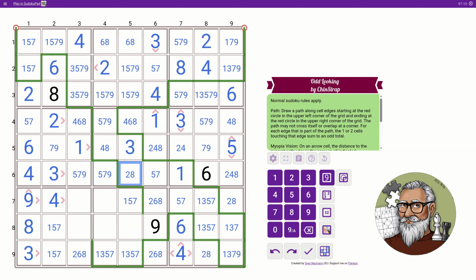It's not 4. That is a 6. It's the only place we can have one. 8, 6. I need more odd digits. Oh, that's the only 9 in the bottom row, isn't it? Right? Yeah. So that is 9.